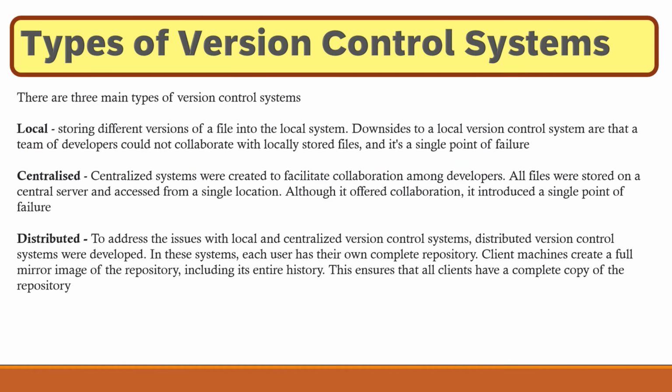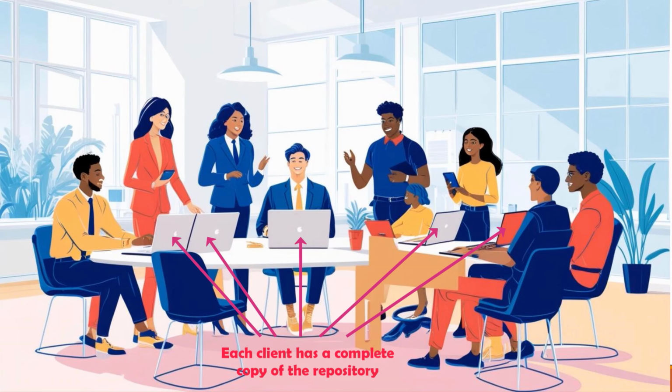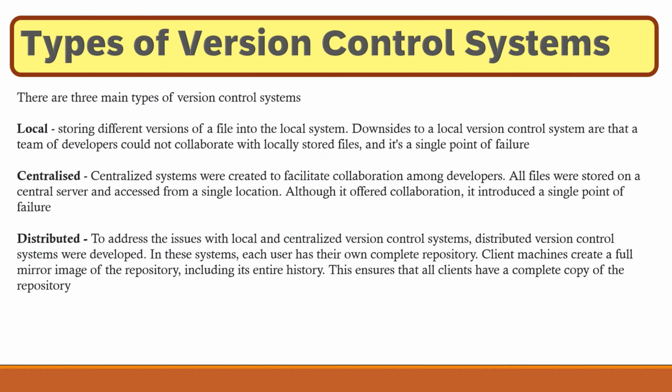So to address the issues with local and centralized version control systems, distributed version control systems were developed. In these systems, each user has their own complete repository. Client machines create a full mirror image of the repository, including its entire history. This ensures that all clients have a complete copy of the repository. And with a distributed version control system, if the server goes down or fails completely, a client can upload its complete copy back to the server.